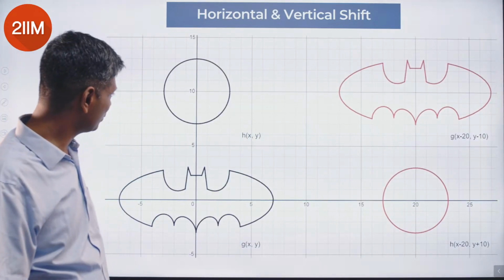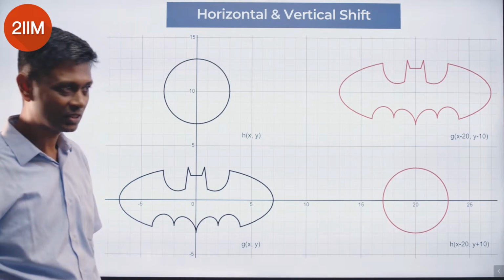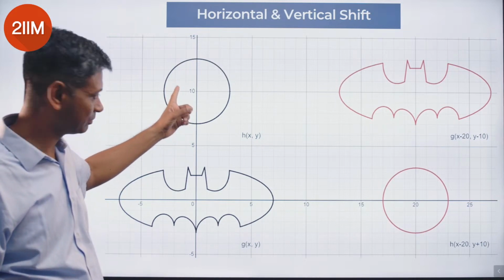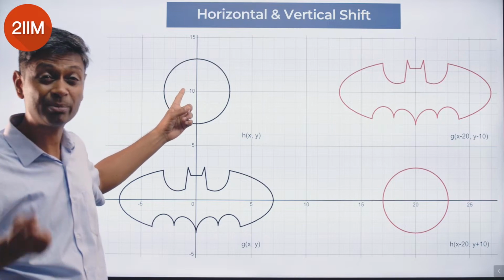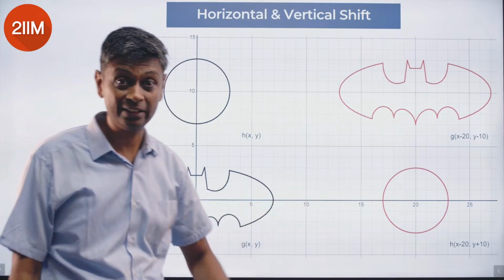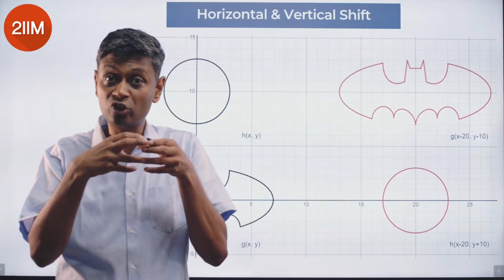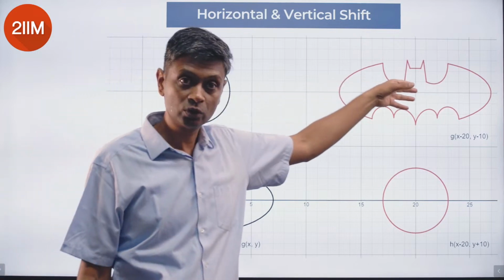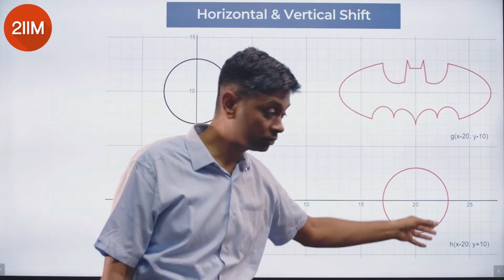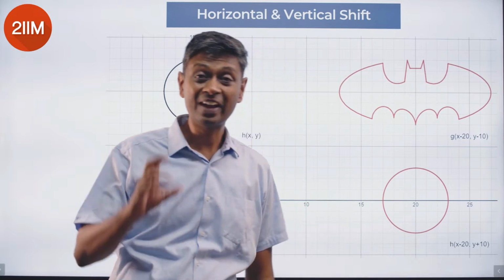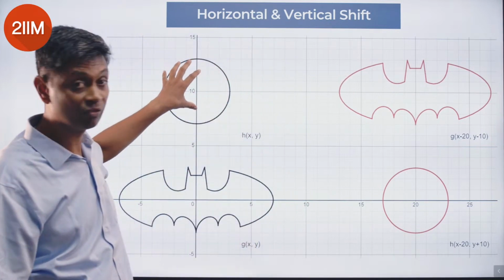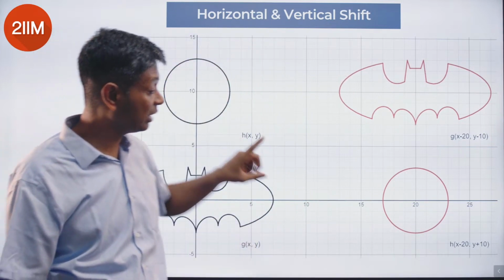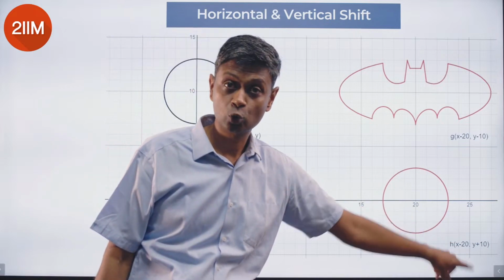x square plus y square equal to 3 is the graph. If this is h of x comma y, and I do h of x minus 20 comma y plus 10, x goes to x minus 20, it will move to the right. y plus 10, it will move down. If h of x comma y is this curve, h of x minus 20 comma y plus 10 is this curve. Super important.